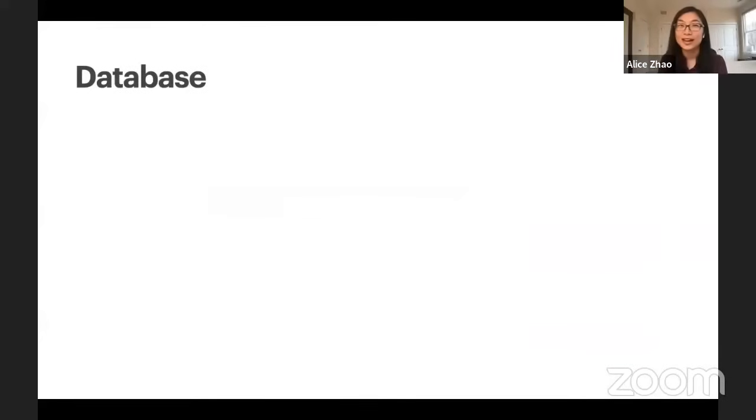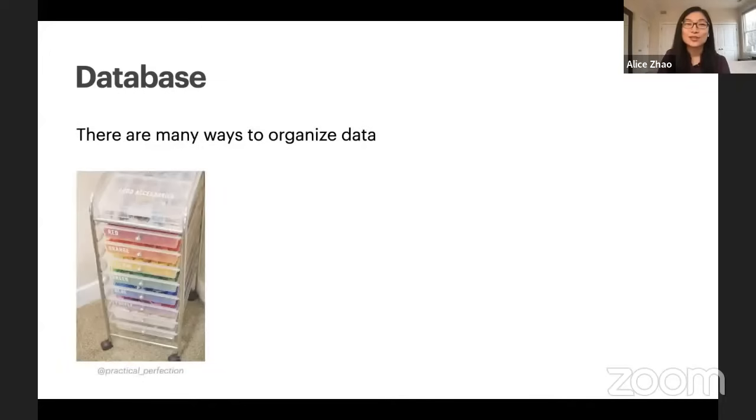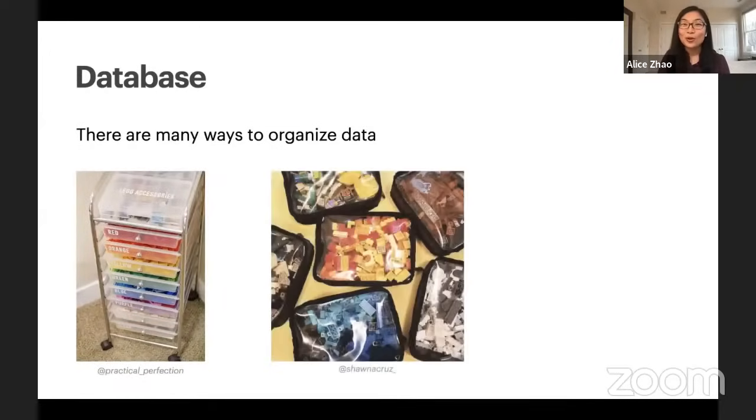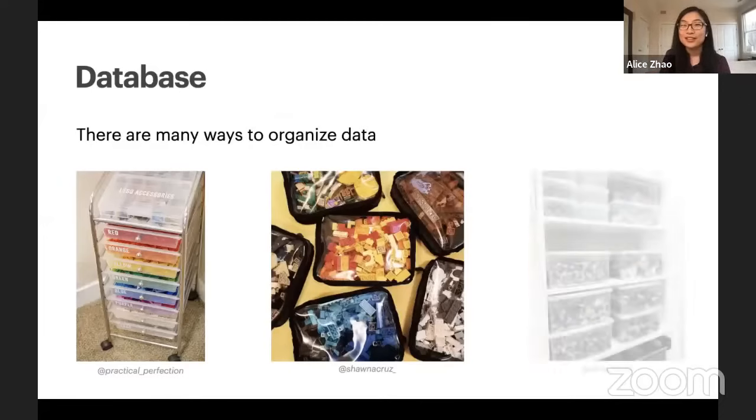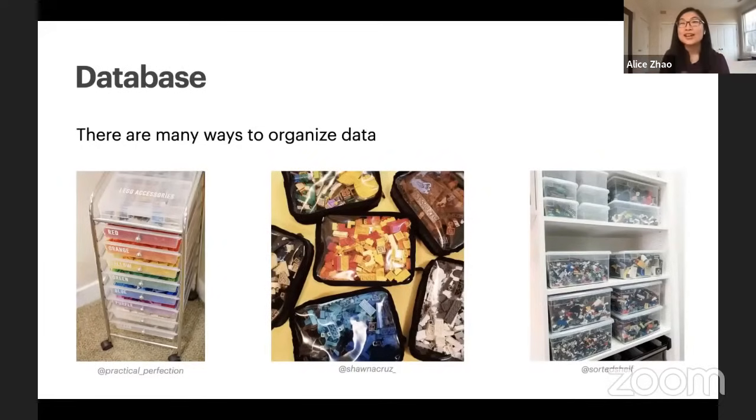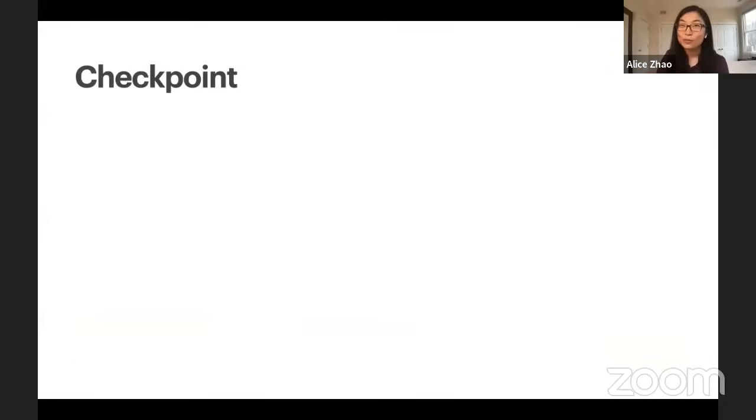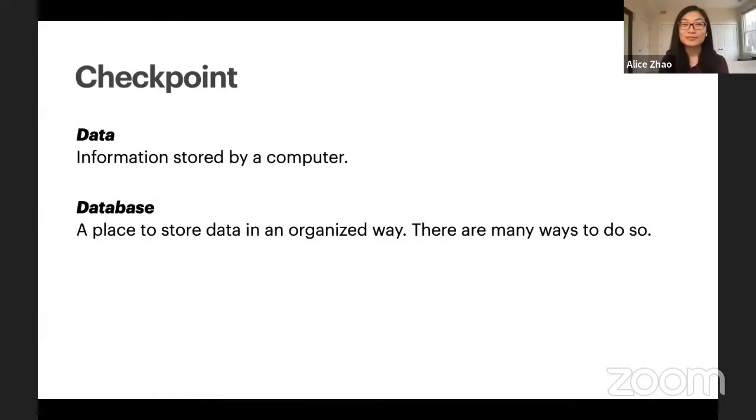One thing I want to note is that there are many ways to organize data, just like there are many ways to organize Legos. You can organize it like this, or like this, where it's similar colors, or even like this, where they're just in big buckets. There are many ways to organize data, and they all work depending on your situation. Different companies have different ways of storing their data, depending on the company and their needs. So, a quick checkpoint to go through everything we've talked about: data is information that's stored by a computer, and a database is a place to store it in some sort of organized way.